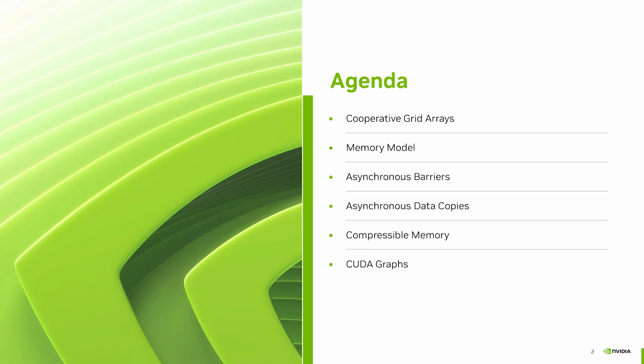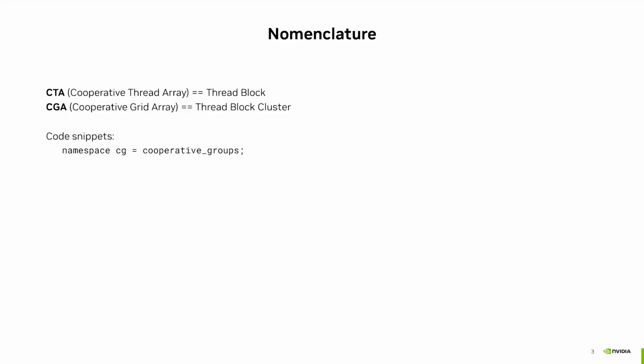One is hardware-based compressible memory, which can help increase effective global memory bandwidth. And the last one is CUDA graphs, which help eliminate kernel launch overheads.